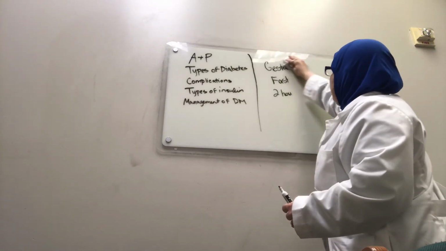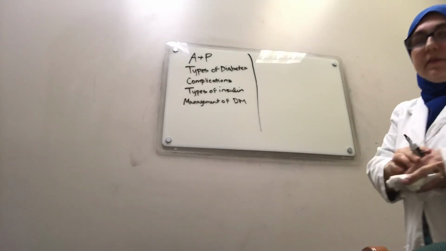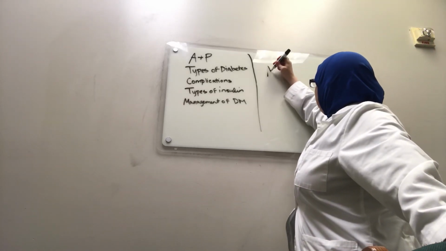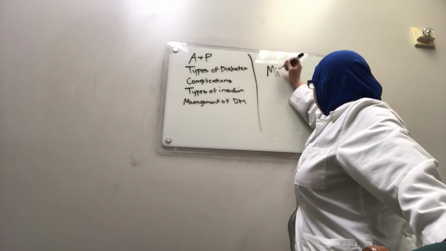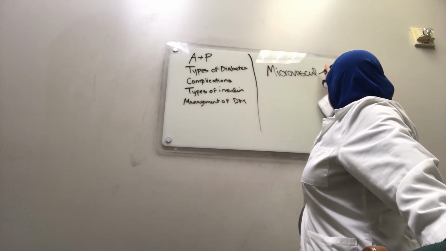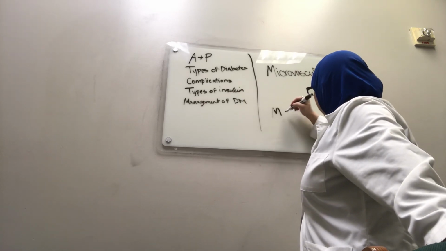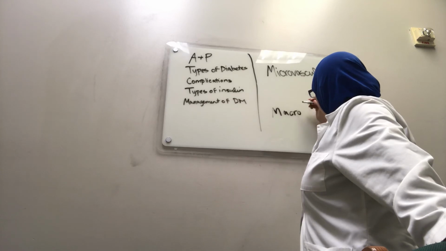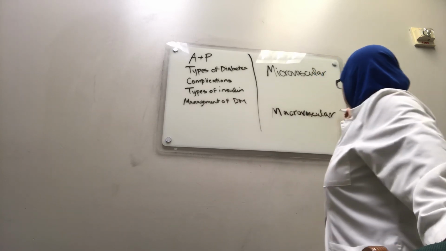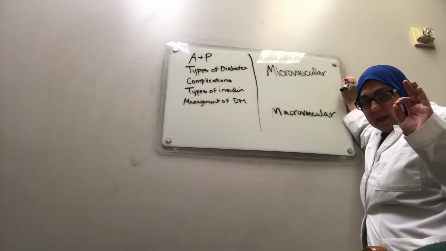Let's move on to talking about the complications of diabetes. When it comes to complications of diabetes, we have 2 different types of vascular complications. We have microvascular and we have macrovascular. So what do you think that microvascular means? Microvascular obviously are the small blood vessels.